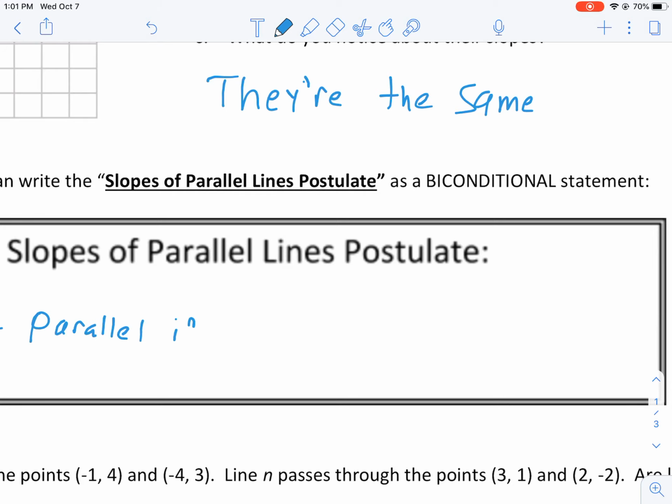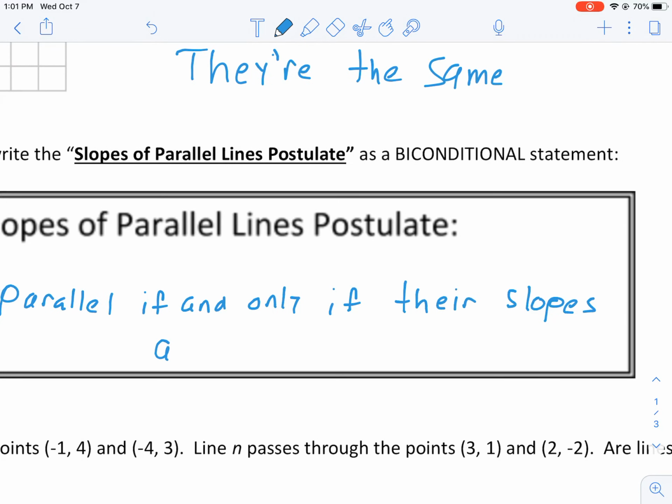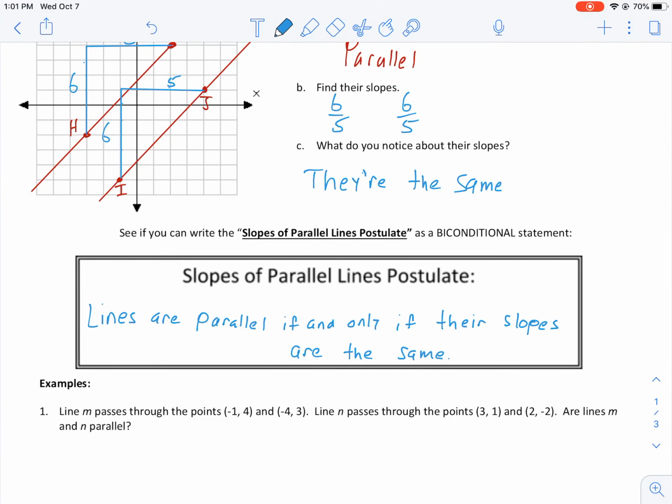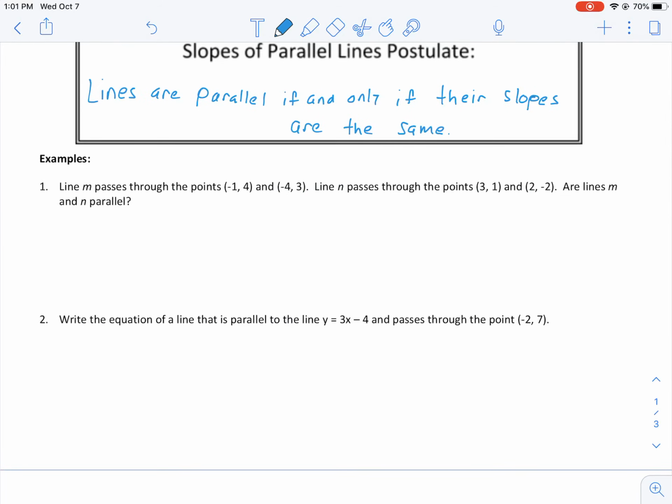So remember, biconditional means if and only if. So lines are parallel if and only if their slopes are the same. Okay? So parallel lines have the same slope. You should know that already, but in case you didn't, I just kind of showed it to you. We're going to be using that fact to answer some questions, all right?